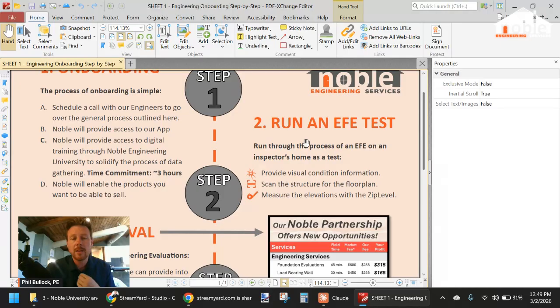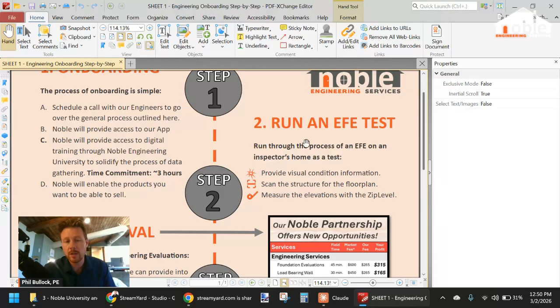So anyways, the very next thing you're going to do for us after finishing these videos is you're going to order a zip level. You're going to get your app on your phone ready, and you're going to run a test EFE. And when you do that, that will force you to use our app. It'll force you to use a template. It'll force you to use the zip level. It'll force you to go through and do a floor plan scan with us. And so that's what we'll do.